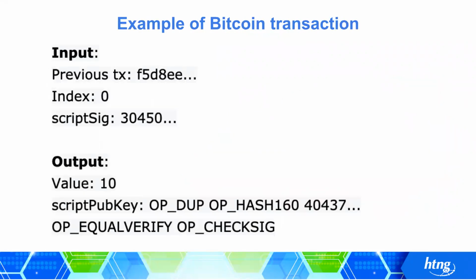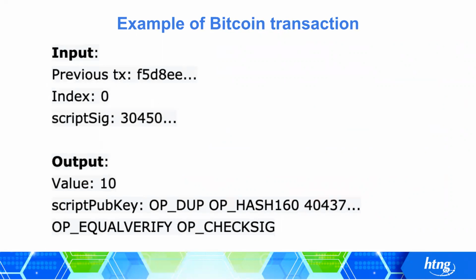It's a typical example of a Bitcoin transaction. As you can see, we have input and output, which we mentioned before. On the input side, we have the previous transaction, index, script signature, and on the output, its value and script public key.